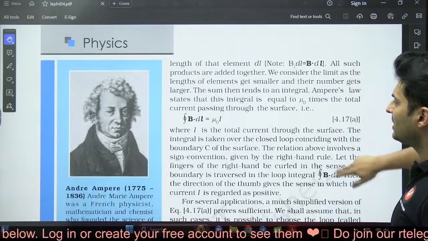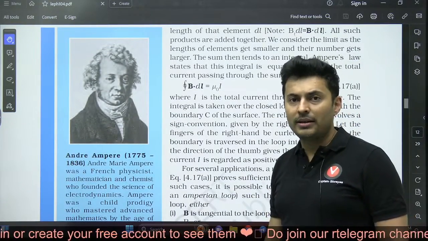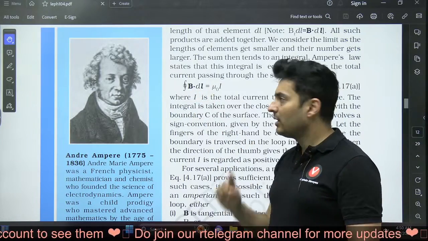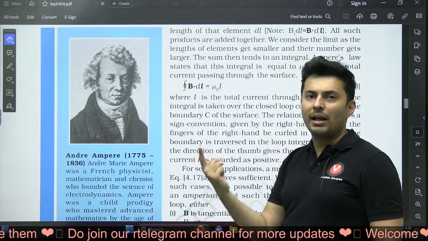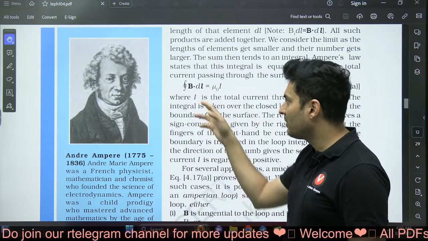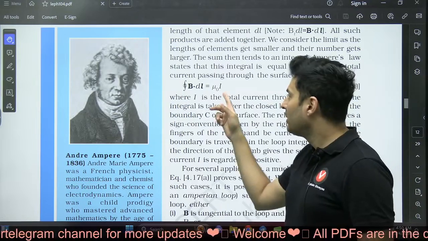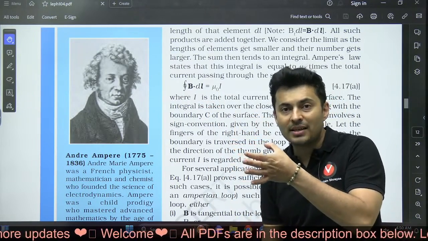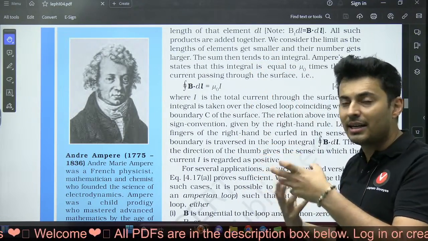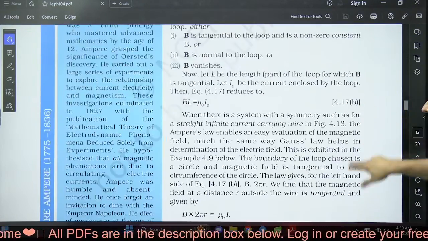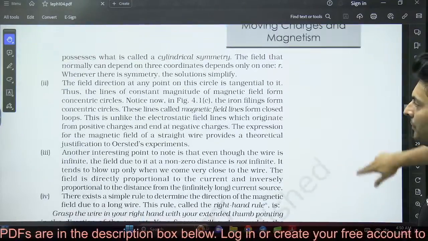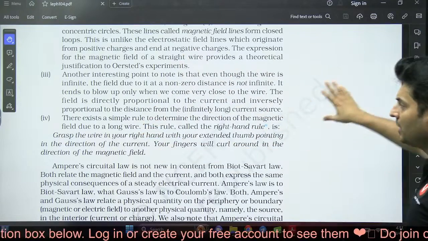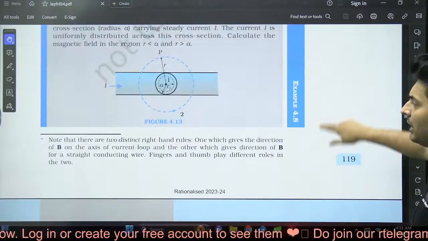Then Ampere's law, which is just like Gauss's law in electrostatics. Instead of electric, you have magnetic field. Instead of area, you have length. If you go once around an imaginary path, just like an imaginary surface, that's why it is a closed integral. The value is the permeability mu naught into the current passing within that loop. The current inside the loop is the enclosed current, so keep that in mind. Some important aspects related to Ampere's law are mentioned here. Just go through those 4 points later on.